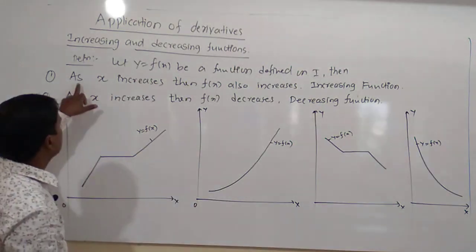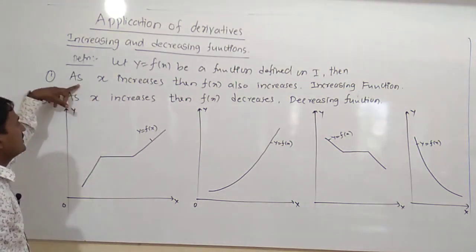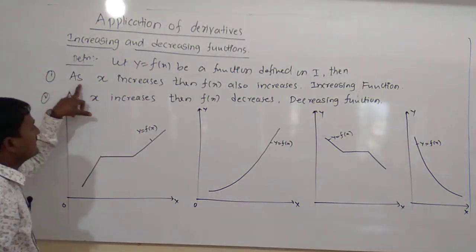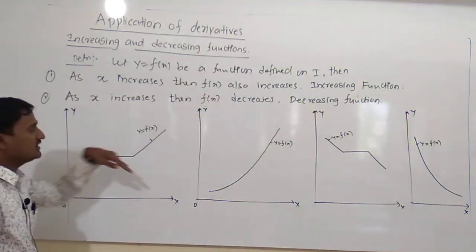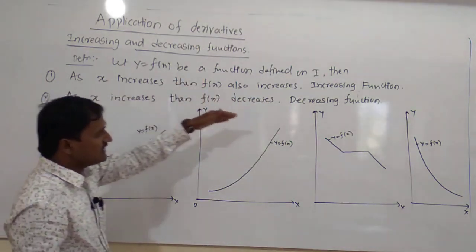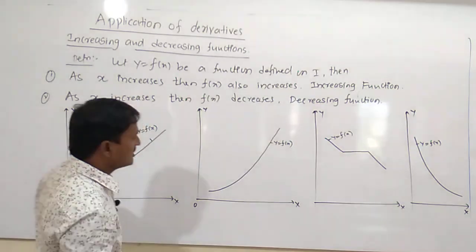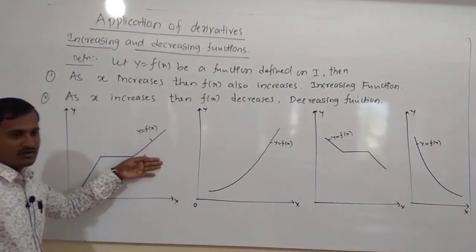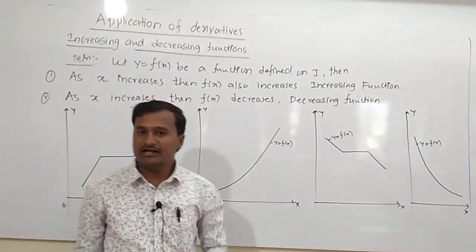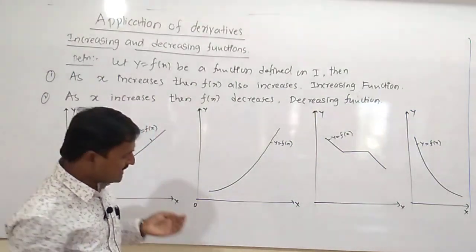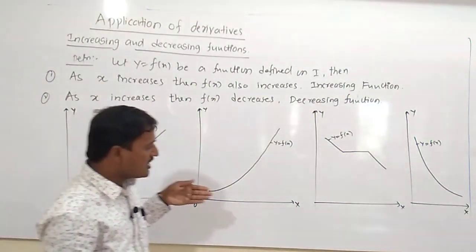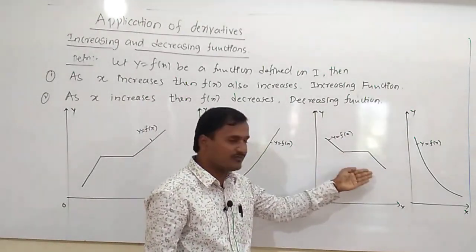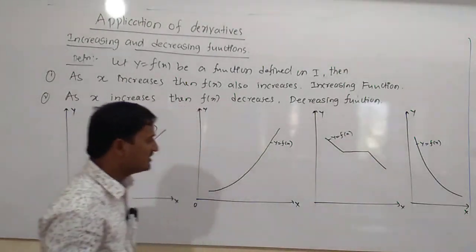Here also, once again, we will see the definition. As x increases, f of x increases, that is called increasing. As x increases, f of x decreases. So again for this graph we will give the mathematical definitions: how x increases and how f of x increases, how x increases and f of x decreases. So let us see those.